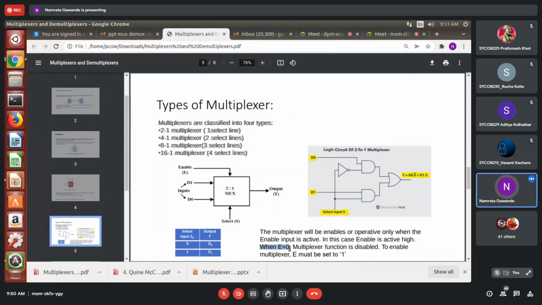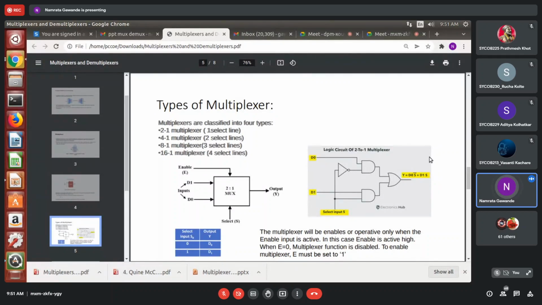So when E equal to 0, the multiplexer function is disabled. It will not work. So to enable the multiplexer, E must be set to 1. Then only the multiplexer circuit will work properly. To make it active, it should work properly. For that, this enable value should be 1. So the enable input should always be active.